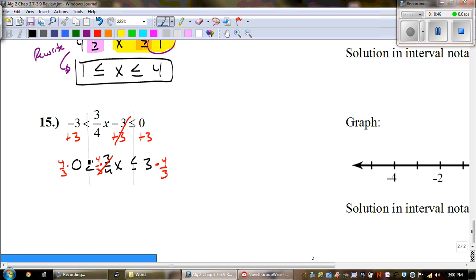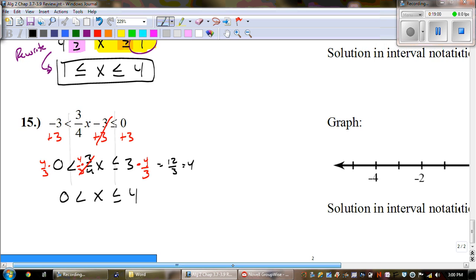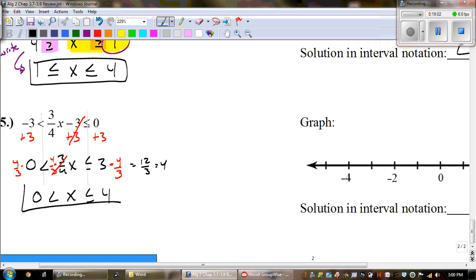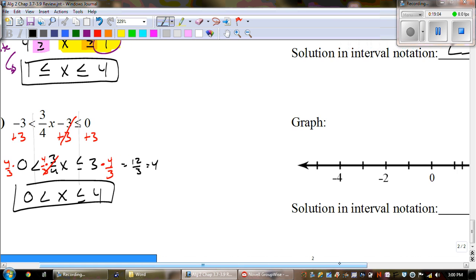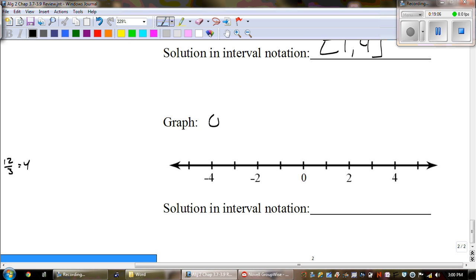Left is easy. 4/3 times 0 is just going to be 0, which is less than x, which is less than or equal to 3 times 4 is 12. 12 divided by 3 is 4. Now, I want you guys to go ahead and graph that. So go ahead and pause the video, and good luck.